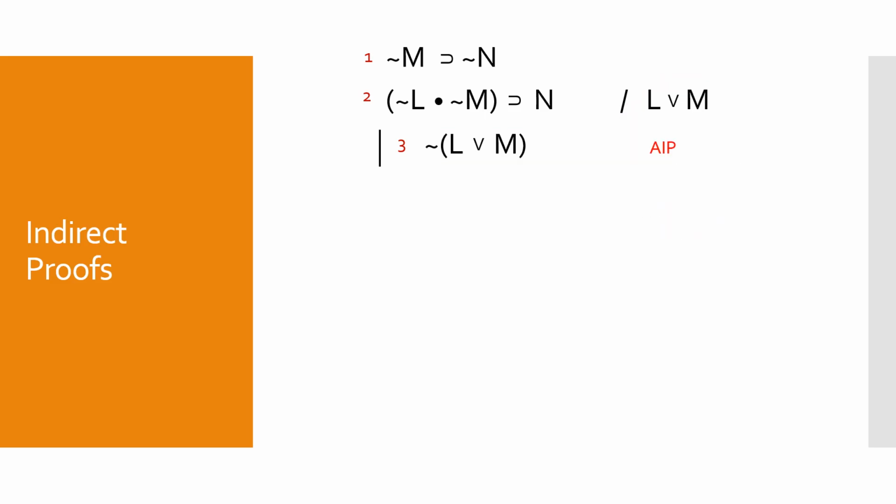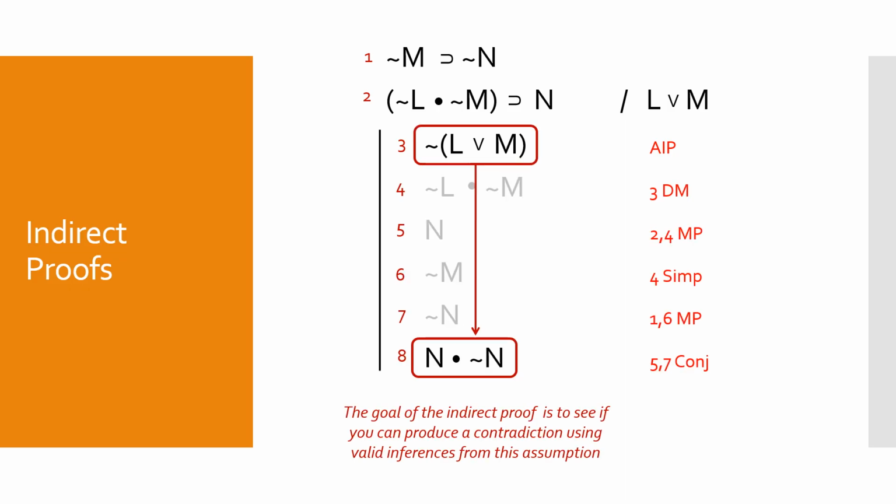Now the justification of this is going to be labeled simply AIP, which of course stands for assumed in an indirect proof. So let me jump ahead a bit to try to explain to you exactly what the goal you're aiming at in constructing your indirect proof might be. The goal of an indirect proof is to see if you can produce a contradiction using valid inference drawn from this assumed claim at the beginning. In this particular instance, notice what we're aiming at will end up being N and not N, which is clearly contradictory.